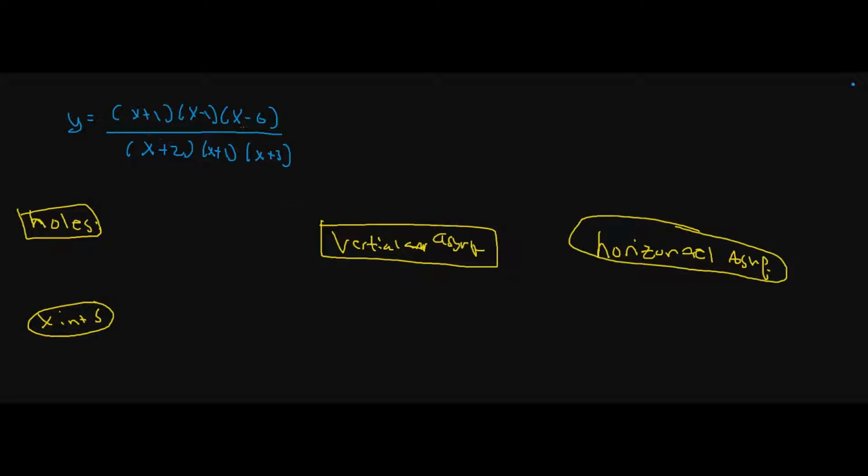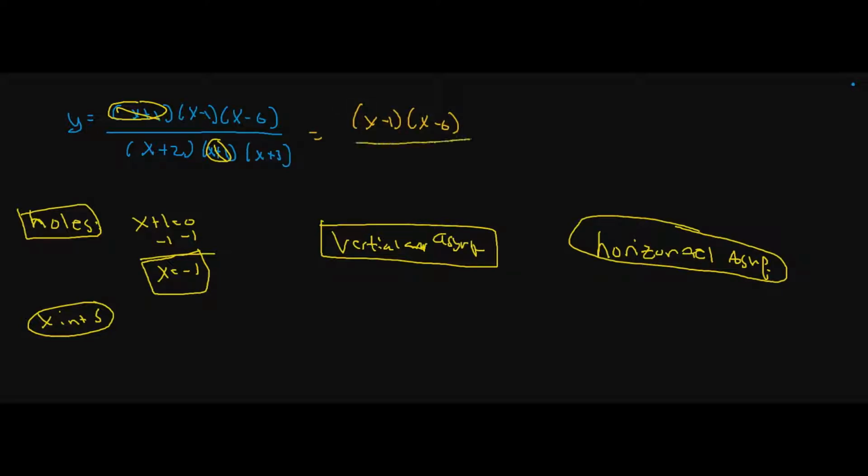So, holes. Do you notice anything that's the same on top or bottom? Well, I notice x plus 1, x plus 1, right? So we can cancel these out, and I'll write it here: x plus 1 equals 0. Subtract 1 on both sides. So one of my holes is x equals negative 1. Okay, well, let's rewrite this as x minus 1, x minus 6, all divided by x plus 2, x plus 3.